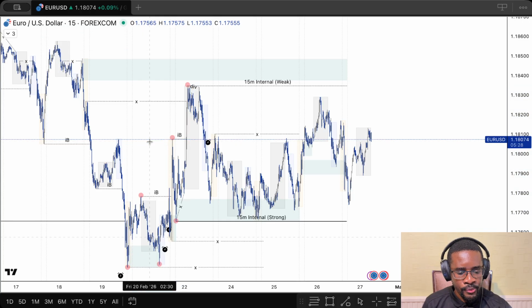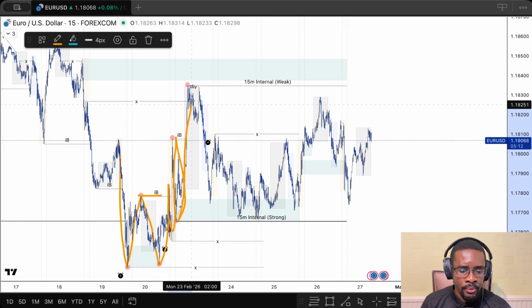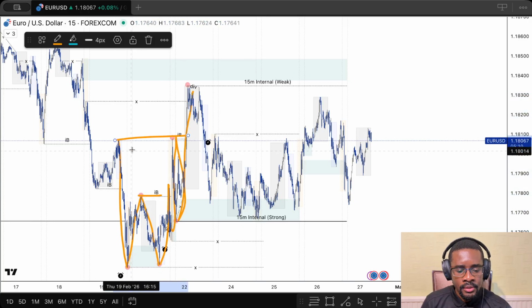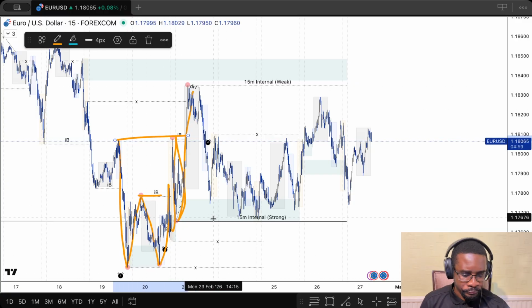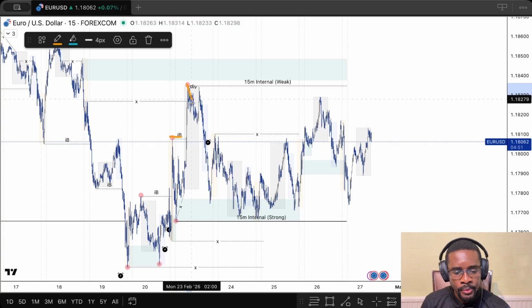Now of course we do have smaller structures in between. You could reference this as sub-internal to this internal range. Sub-internal shifted bullish and kept on going until we eventually broke this bigger internal range. So sub-internal shifted bullish, and since then the bigger internal has been bullish. And from that point onwards, after a break of structure, we expect price to pull back.